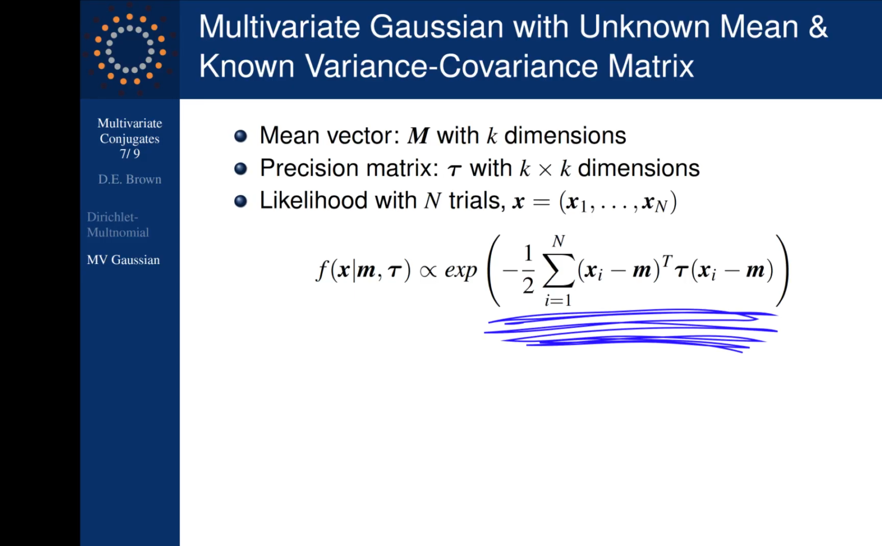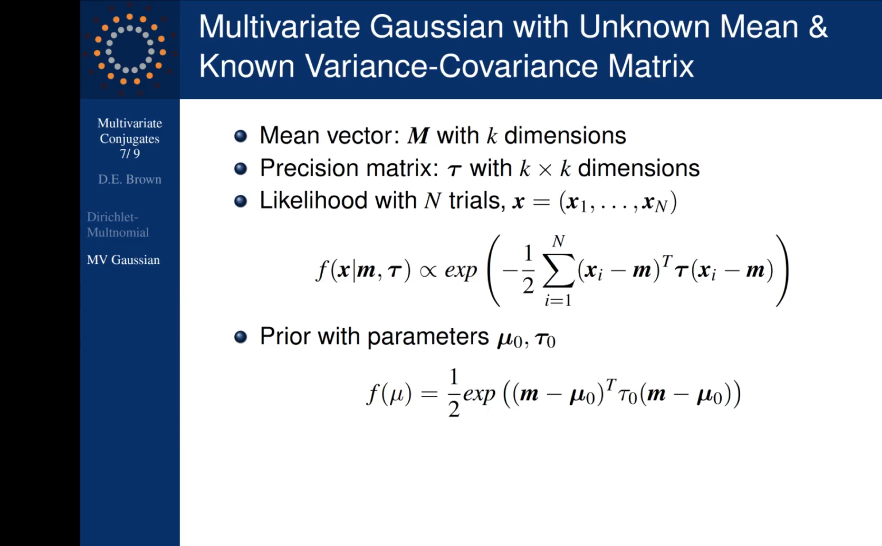And that likelihood then is given by a multivariate Gaussian. The kernel of that Gaussian is shown, which is again a quadratic expression in the exponent of the difference between each value and the mean vector for that multivariate Gaussian.